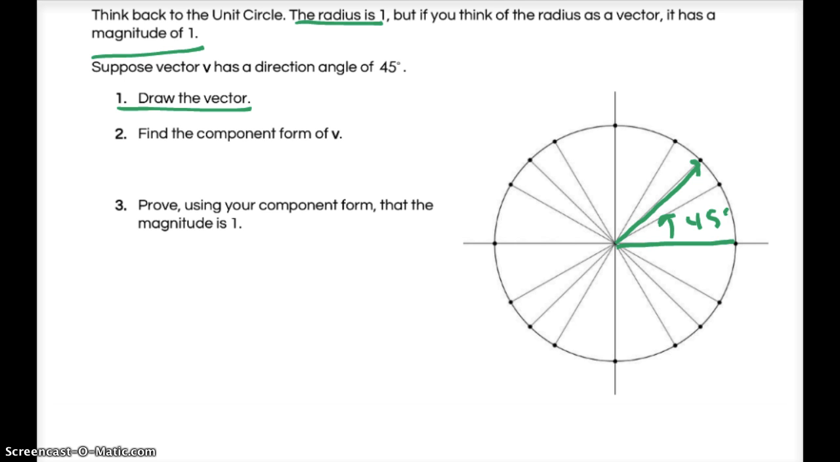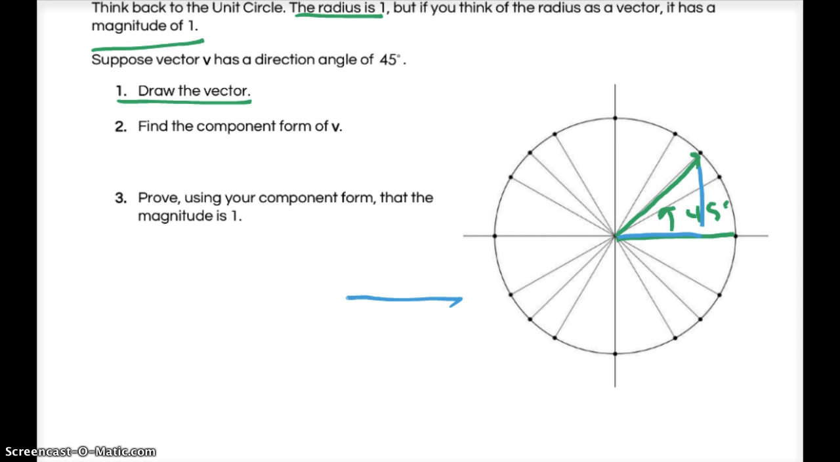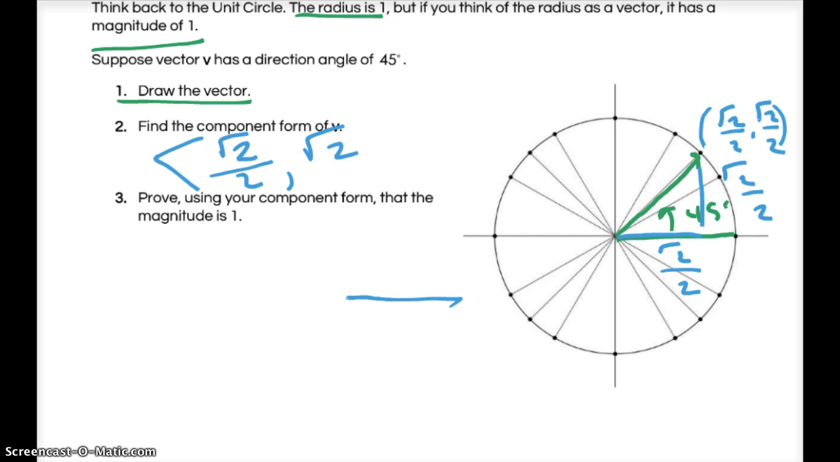We know that this vector has a magnitude of 1, but if I wanted to write this in component form, I really need to know the horizontal and the vertical component of this vector. Lucky for us, we all passed last semester, and we know that this coordinate at 45 degrees is rad 2 over 2, rad 2 over 2, which means our horizontal component and our vertical component are the same. So in component form, I would write rad 2 over 2, rad 2 over 2.